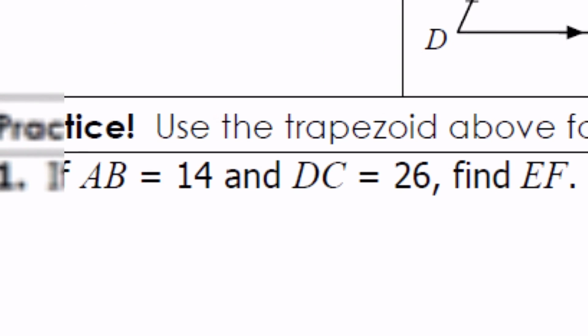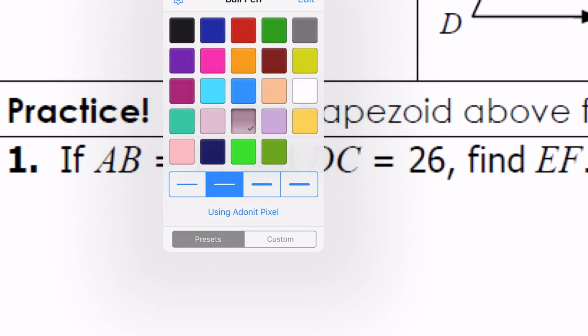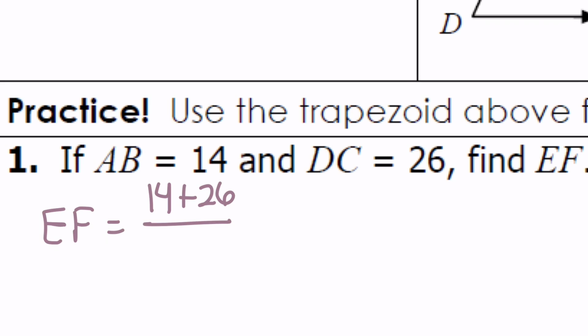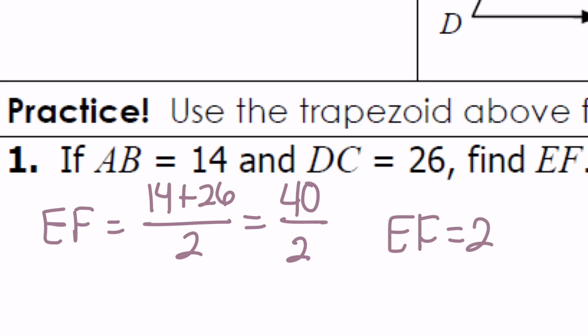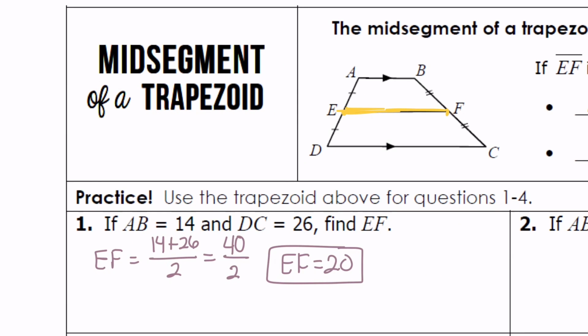So if we look at number 1, if AB is 14 and DC is 26, find EF. So all we do here is plug these values into that formula we just found out. So I'm trying to find EF. It is equal to AB, which is 14, plus DC, which is 26, divided by 2. So if you do your math, 40 over 2, that means EF equals 20. So that's the length of EF. And that's it. Pretty simple stuff.